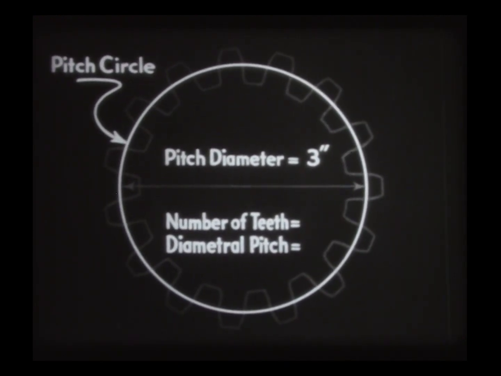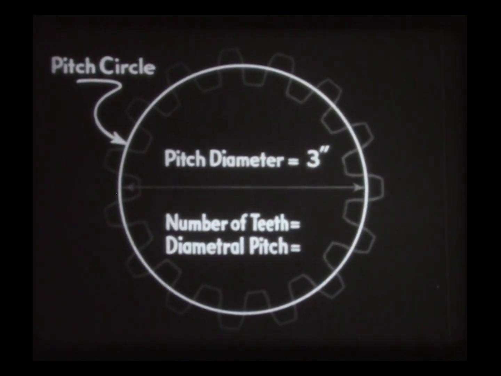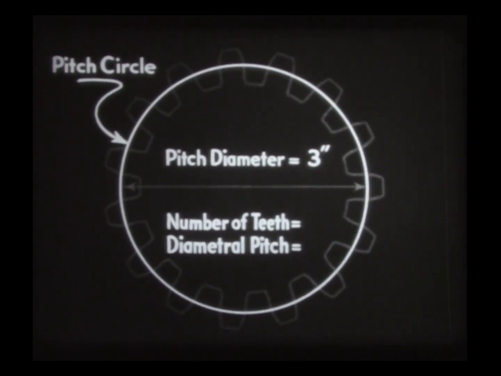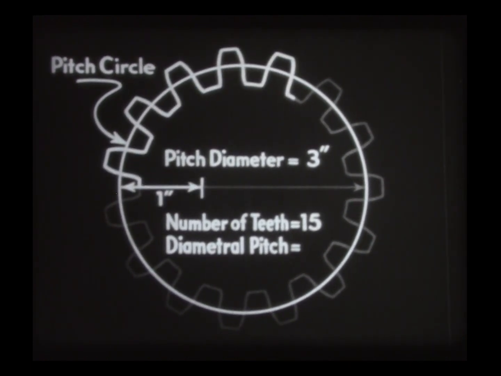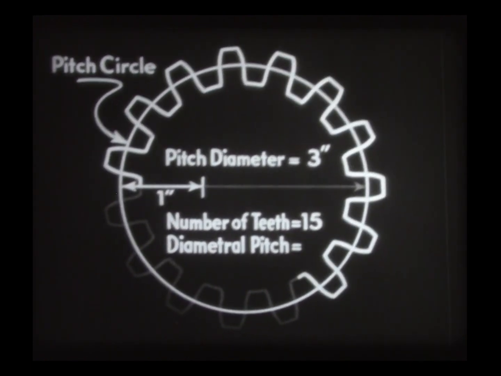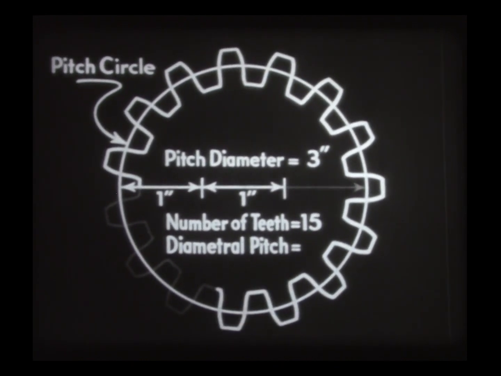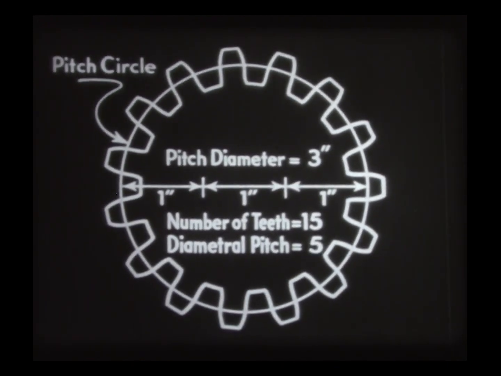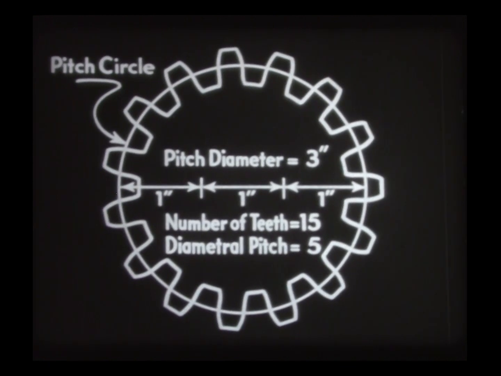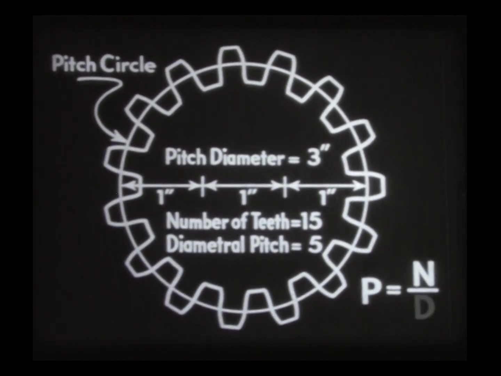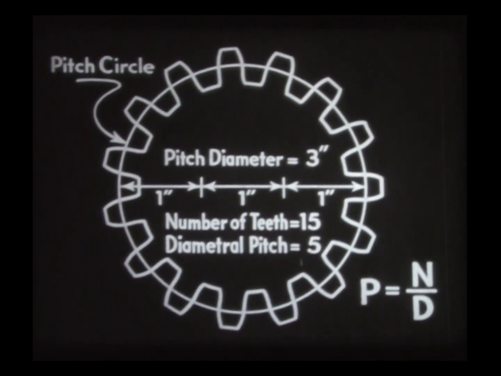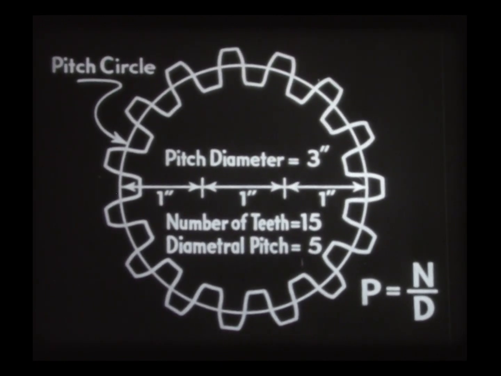This gear has the same pitch diameter, 3 inches, but contains 15 teeth. Since it has 5 teeth for every inch of pitch diameter, this is called a 5-pitch gear. In other words, the diametral pitch is always equal to the number of teeth divided by the pitch diameter, or the number of teeth per inch of pitch diameter.